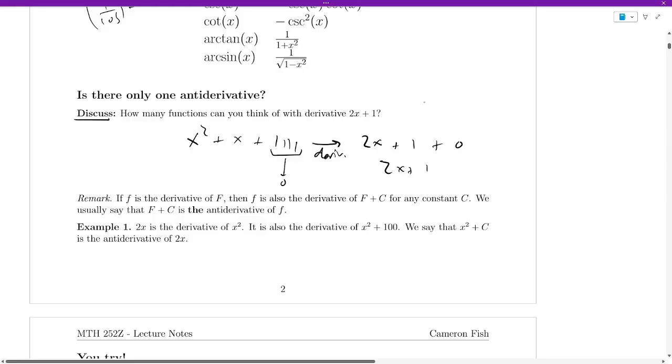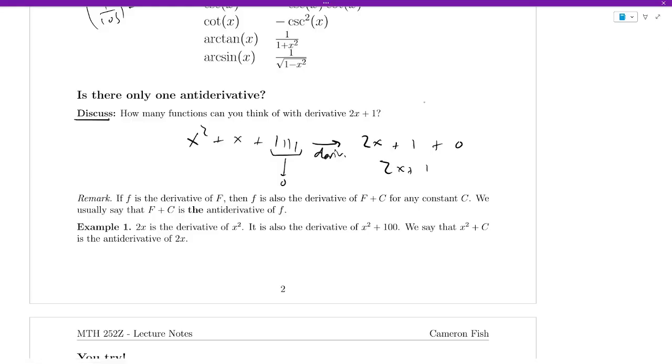I'll mention this here. If little f is the derivative of big F, then little f is also the derivative of big F plus c for any constant c. That just means my original function plus any number is another antiderivative. That's a little bit annoying, and we'll have to deal with this a little bit.